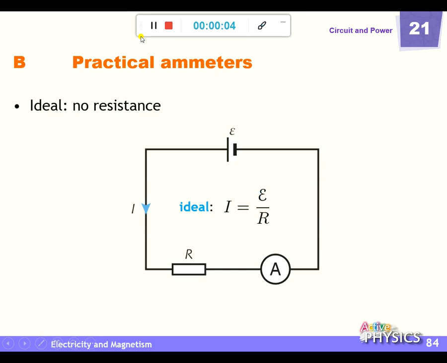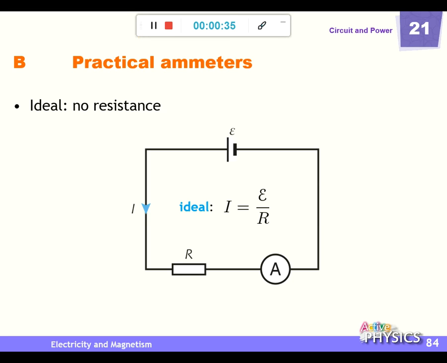21.6 Part B, practical emitters. Of course, in the last one we know that practical cells mean that inside it we have the internal resistance. Usually we hope that the internal resistance inside the battery or the power supply should be as small as possible, okay, to reduce potential difference across it, and also reduce the EPE loss in it.